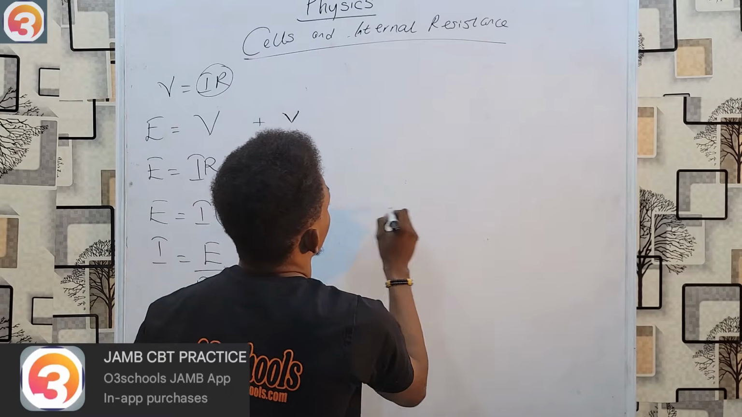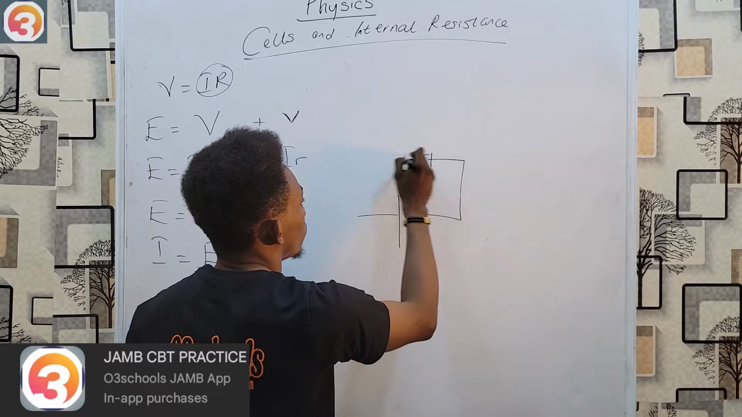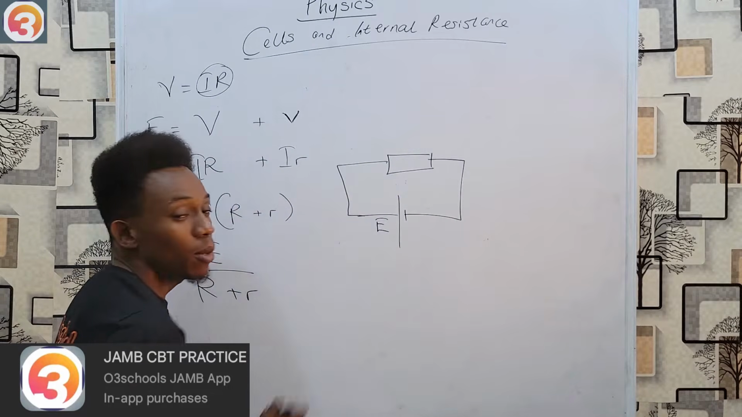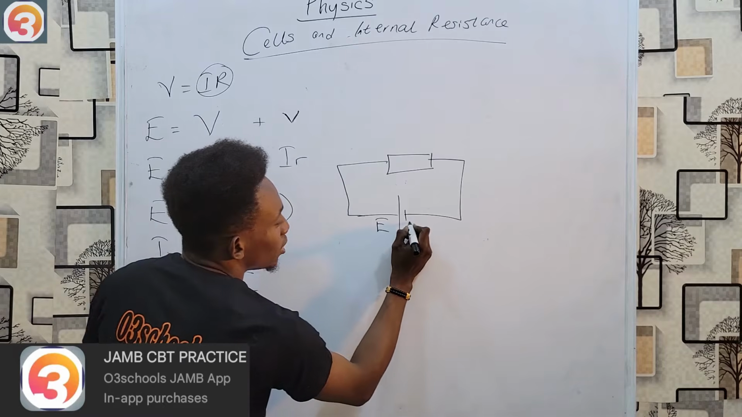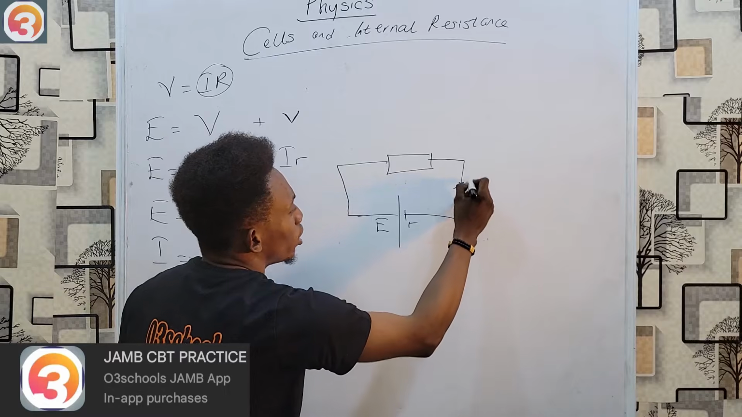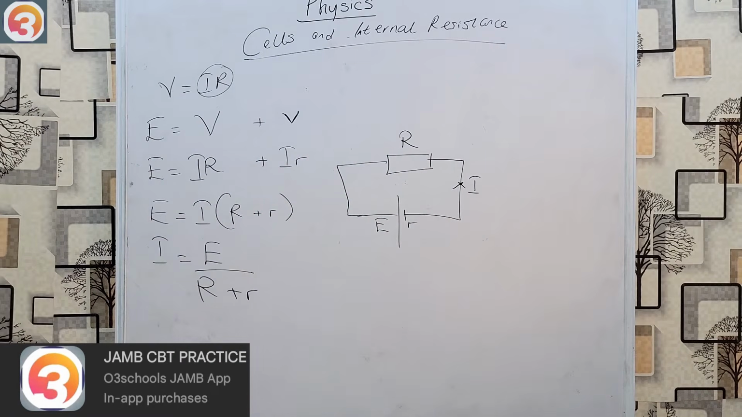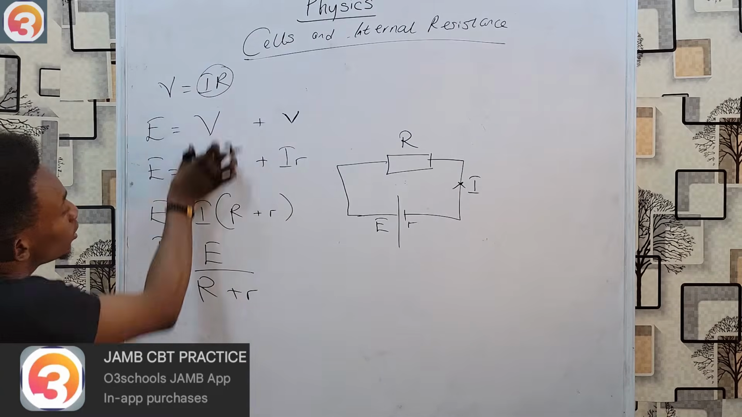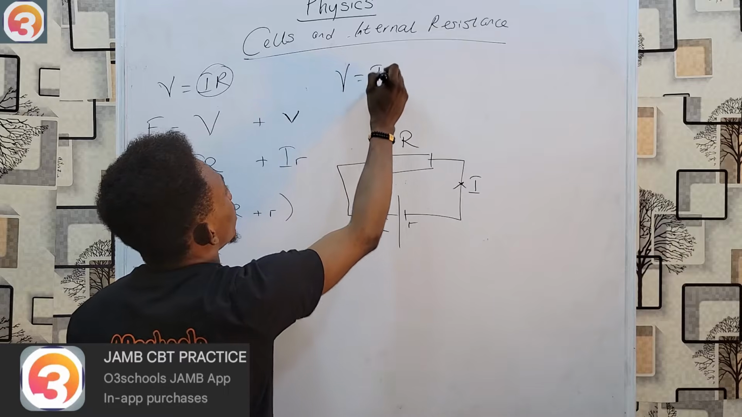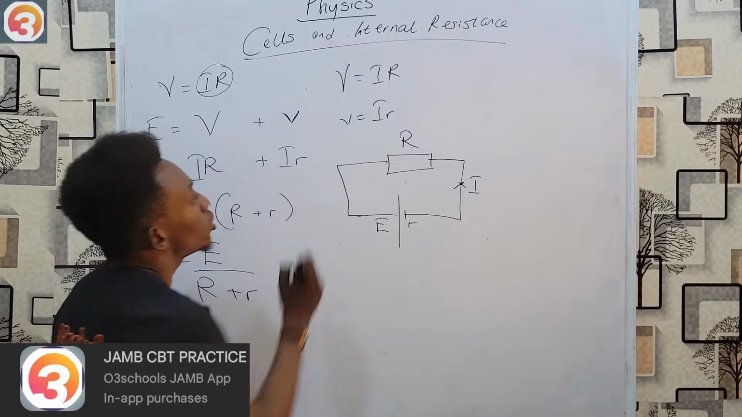So if this was my circuit, my e.m.f is here, and there will be an internal resistance intrinsic to the cell. Then this is the current, and this is the external resistor. Therefore, looking at these analogous formulas, we must know that big V equals I big R, while small v equals I small r.